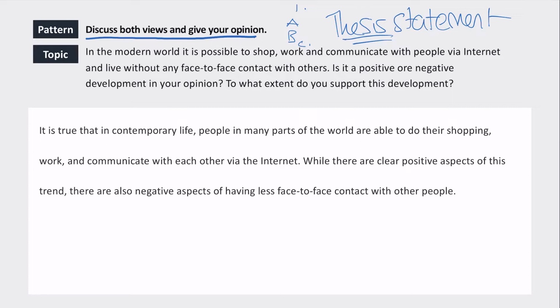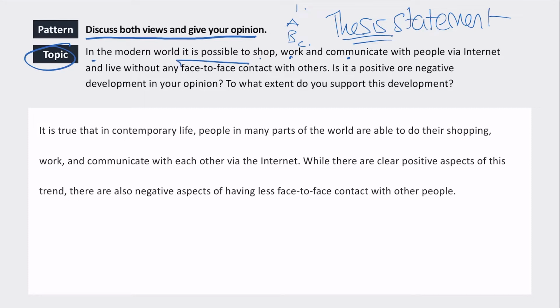Okay, so let's look at the topic. In the modern world, it is possible to shop, work, and communicate with people via the internet and live without any face-to-face contact with others. Is it a positive or a negative development in your opinion? To what extent do you support this development? Okay, so this is an interesting question.